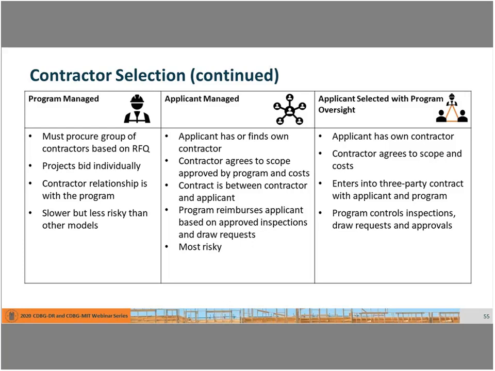The third example is kind of a hybrid mixture of both. The applicant may come to the program with a contractor, but that contractor then has to be vetted by the program and accepted, basically. The program then develops and oversees a scope that's carried out by the applicant's contractor. This model uses either a 3-party contract or a contract with the applicant that has a requirement that the program must inspect and sign off on all draw requests.